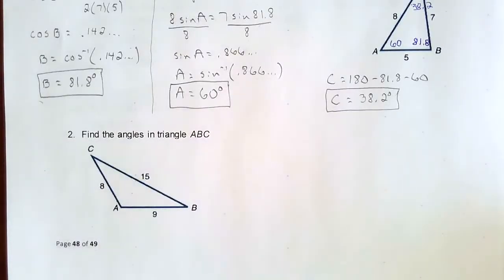In this video, we are going to try to figure out what tools we have in order to figure out all the missing pieces of this triangle. So with this triangle, we have three different sides. So our choices are law of sines or law of cosines.